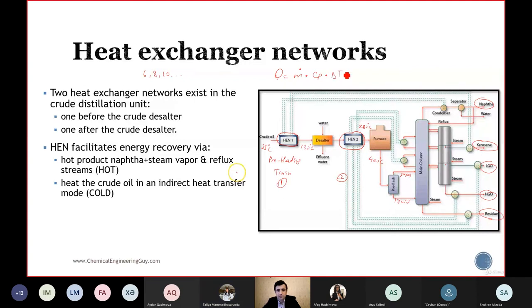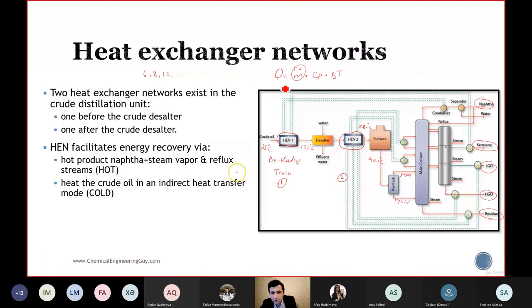And this is limited for each; let's say, naphtha mass flow rate is limited. Kerosene is limited. And CP is specific for each. You cannot do anything for CP. That's why you cannot have only one heat exchanger, because then this heat duty will not be enough. That's why you have a couple of heat exchangers.